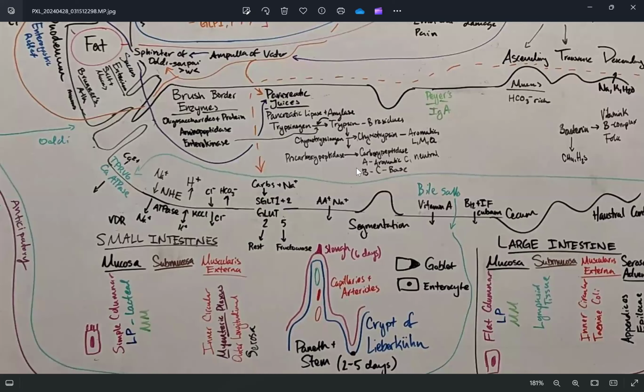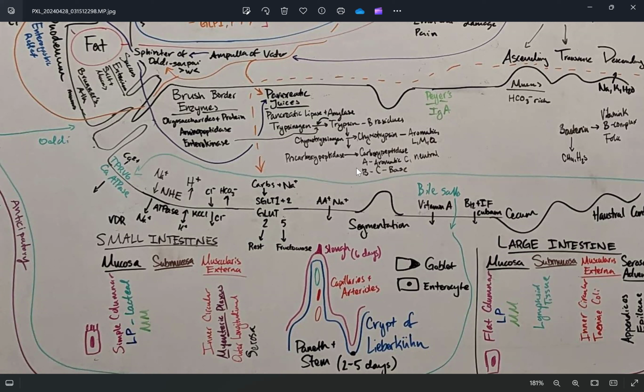Okay. Any questions or anything that you saw I missed on here before I move on to the jejunum? Jejunum, you have brush border enzymes on the tip of your cells. What do they do? They digest your oligosaccharides, and proteins with your aminopeptidases. They also have enterokinase, which is used to activate your pancreatic juices, which again are stimulated by CCK.